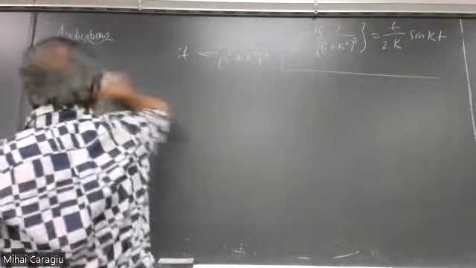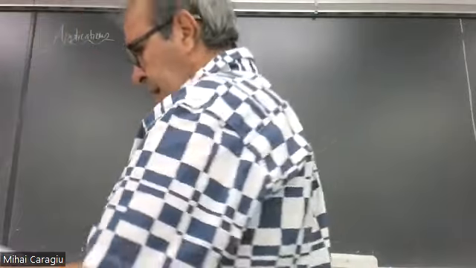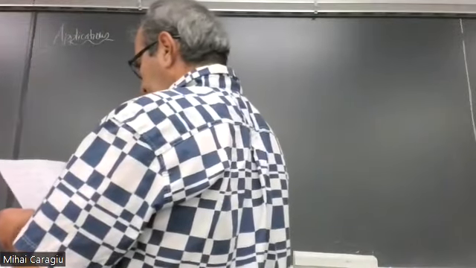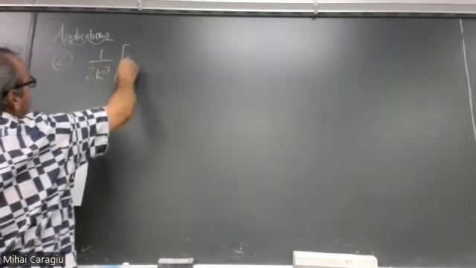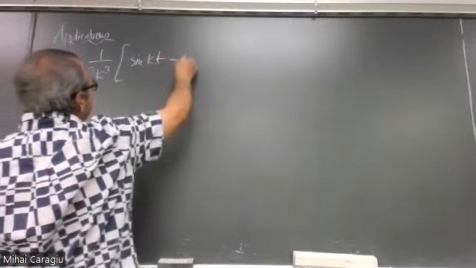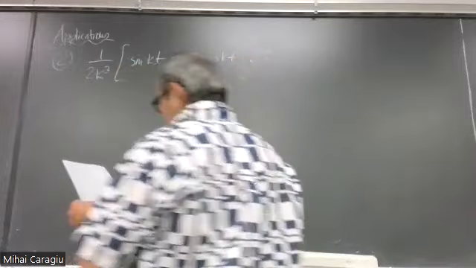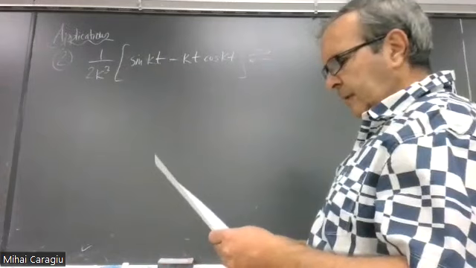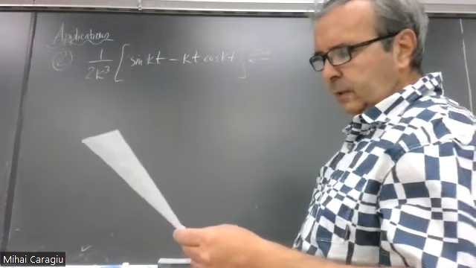Number 2. Find the following formula: 1 over 2k cubed times sine kt minus kt cos kt transforms into, and this is the other partial fraction with the square at the bottom, 1 over s squared plus k squared, squared.